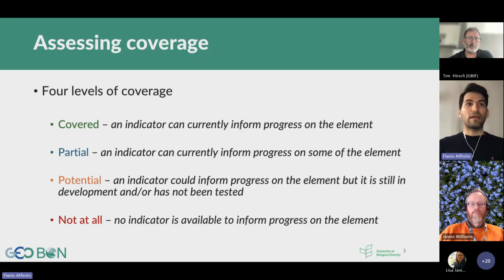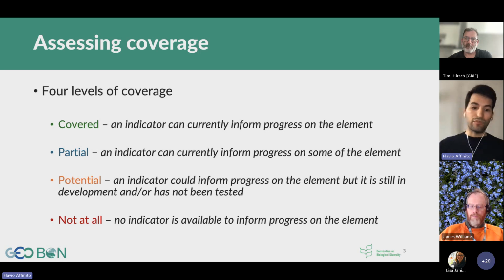The first thing that I'm going to talk about is the 4 levels of coverage that we defined in the gap analysis. I'm going to use these 4 colors throughout. Essentially, when we say that an element is covered by an indicator, it means that there is an indicator in the monitoring framework that is able to currently inform progress on that element. So the full element is monitored by an indicator. That indicator is available, it's been tested, and it works, and we know it can do the job.